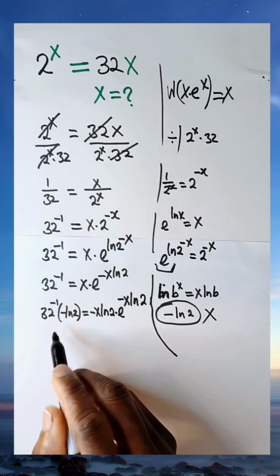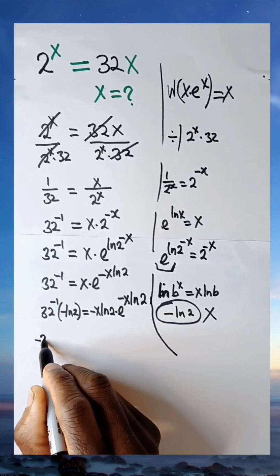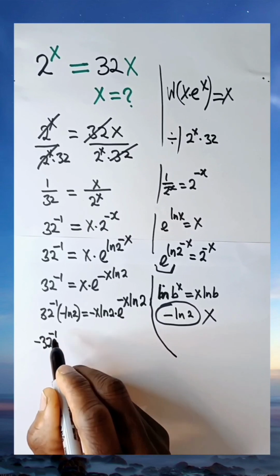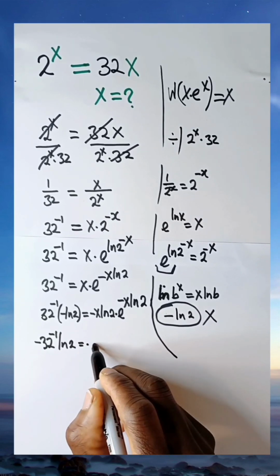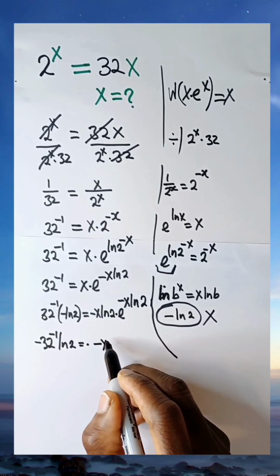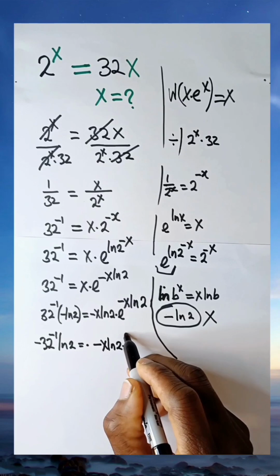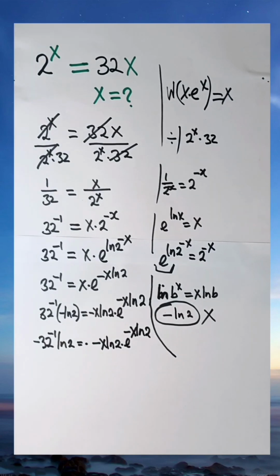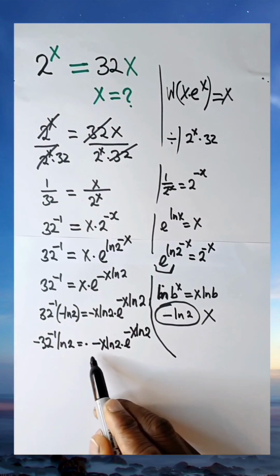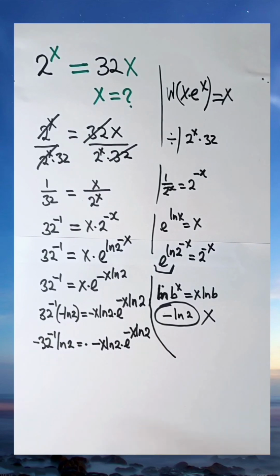Now let's tidy up the left-hand side a little bit. This minus will have to come to the back. So we have minus 32 raised to the power of minus 1 times the natural log of 2. And this is equal to minus x times the natural log of 2 times e raised to the power of minus x times the natural log of 2. Okay, now you will notice that what we have here, minus x times natural log of 2, is the same thing as what we have in the exponent. So we can now apply the Lambert W to both sides of the equation.